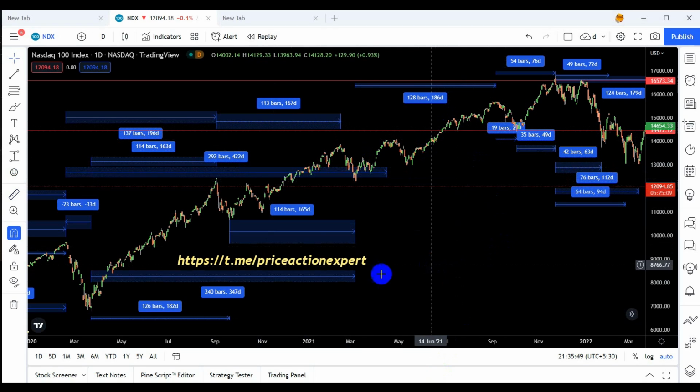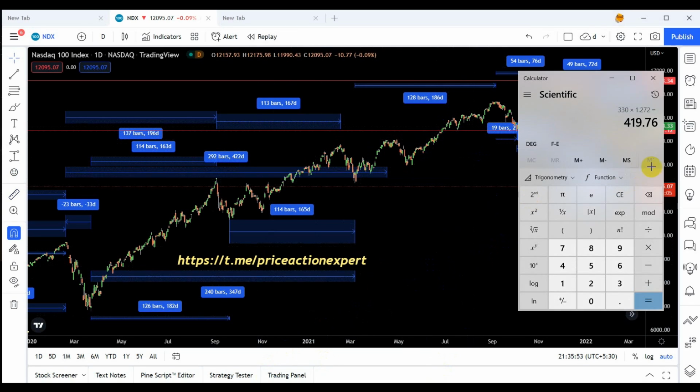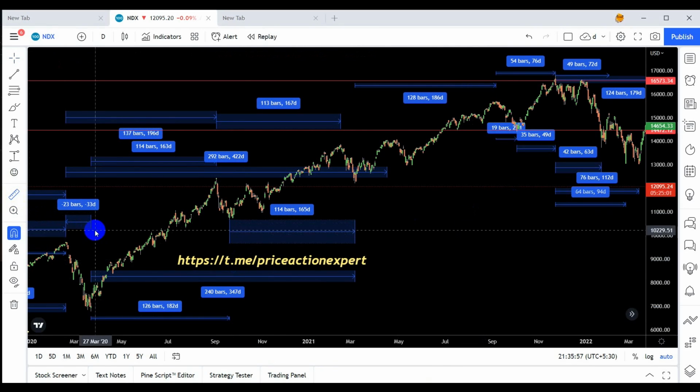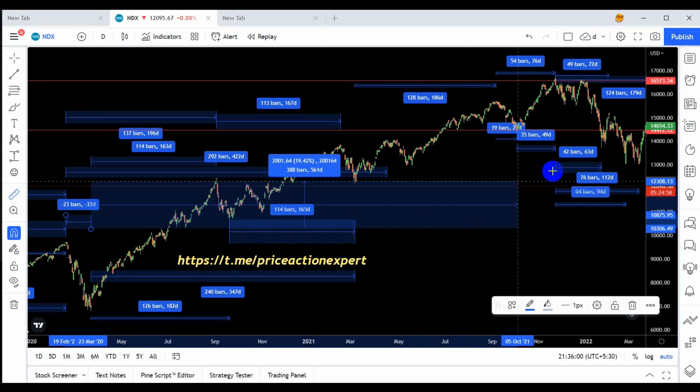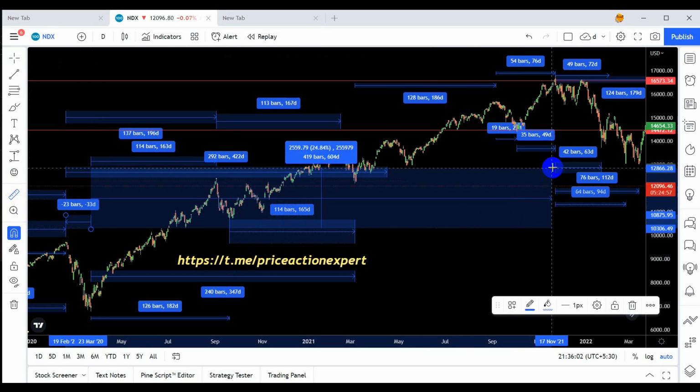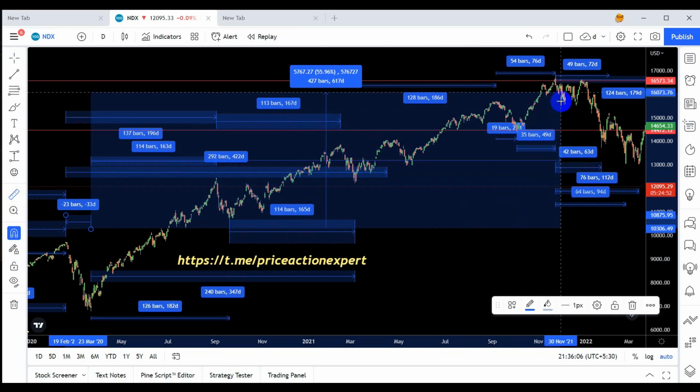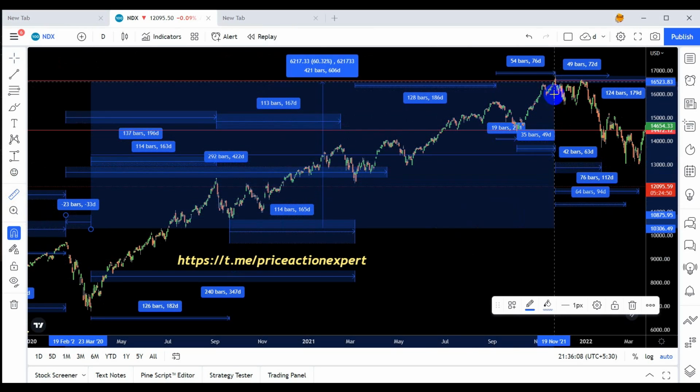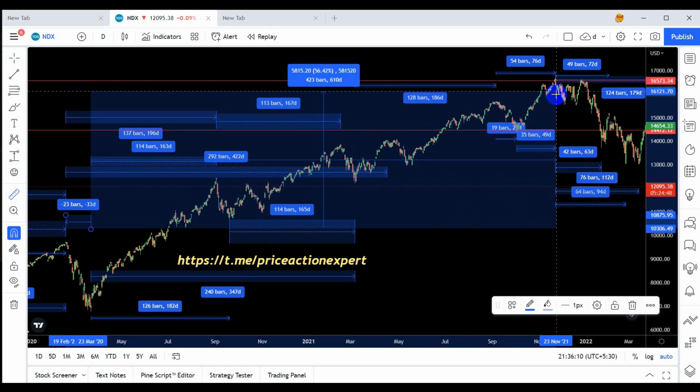So I'm going to take that 330 and multiply it by 1.272. With this Fibonacci number we are going to get 420. So 420 bars almost here. So we already got 422 here, 420 bars here, 422 etc.